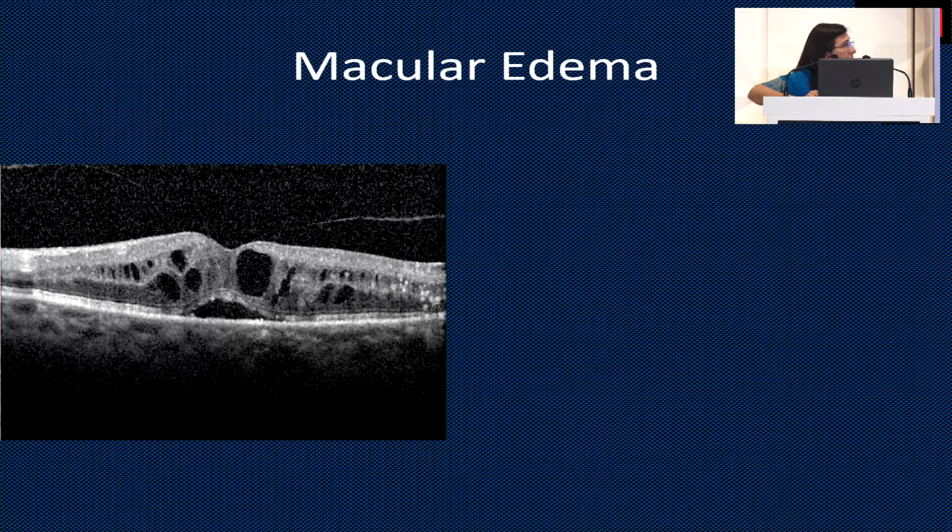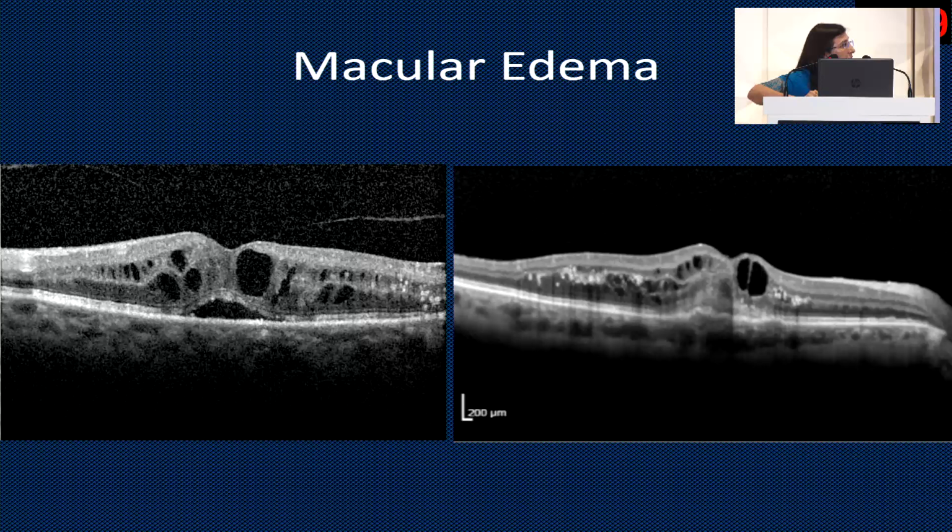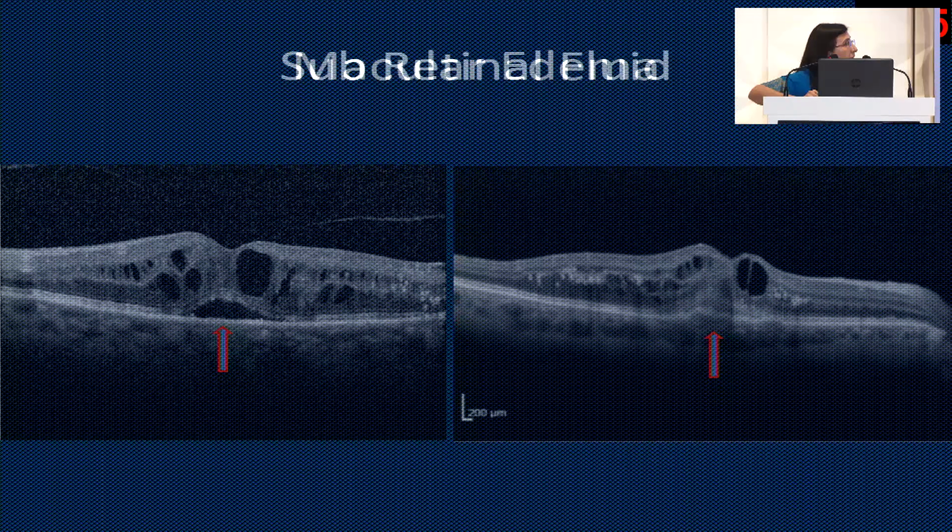I'll just give an example. A case where you can see cystic edema, you can see subretinal fluid. Another case, similarly, you can see cystic edema, but are these both the same? Look at the RPE layer here and the RPE layer here. Now the RPE in the second picture you can see is undulated. Which tells that no, these are not the same, they are very different.